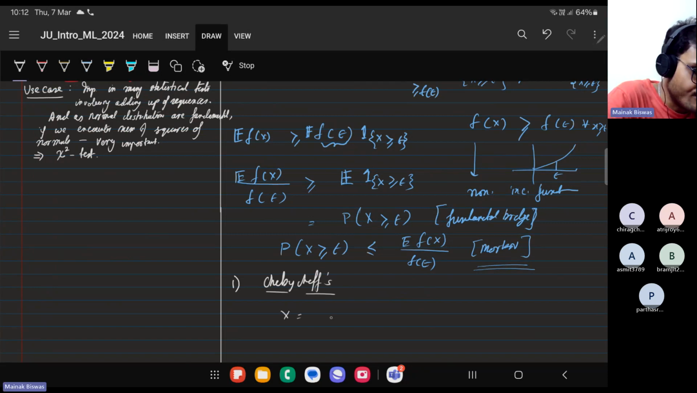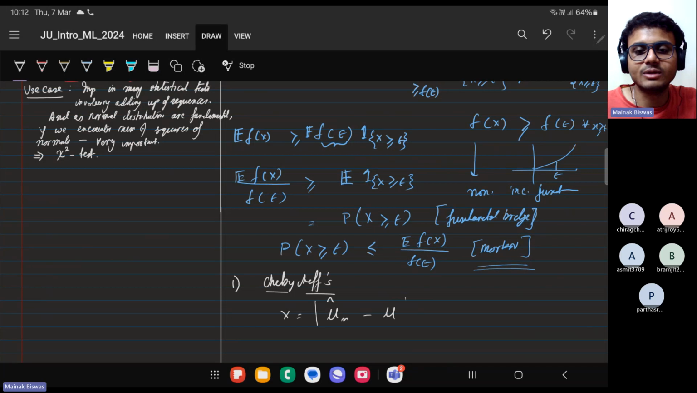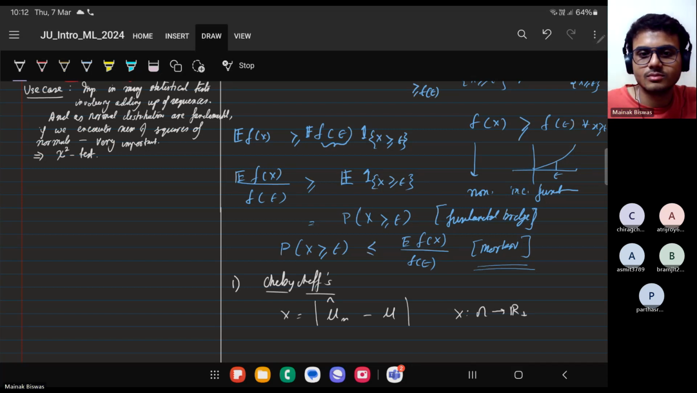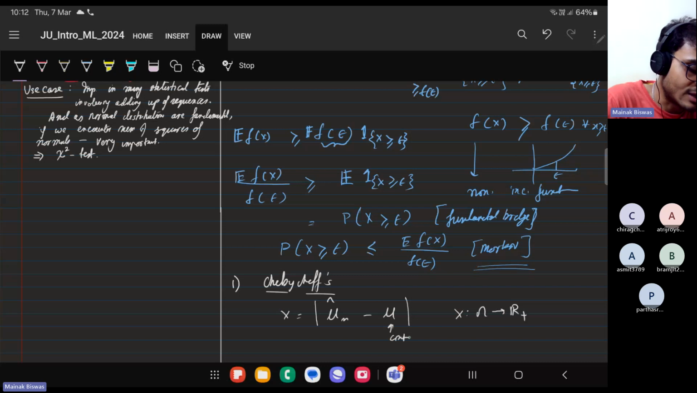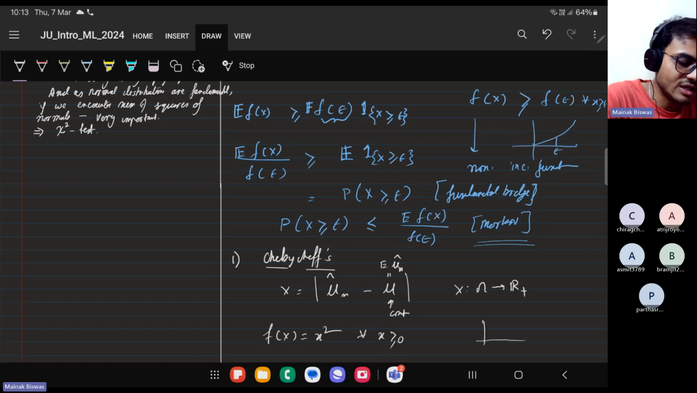So if I write x as mu n cap minus mu, or minus mu mod, right? Does it take values between the sample space and R plus? This is a constant. This is the mean, expected value of mu n. Good. And if I take a function f of x equal to x square for x greater than or equal to 0, again, is it monotonically increasing or not?